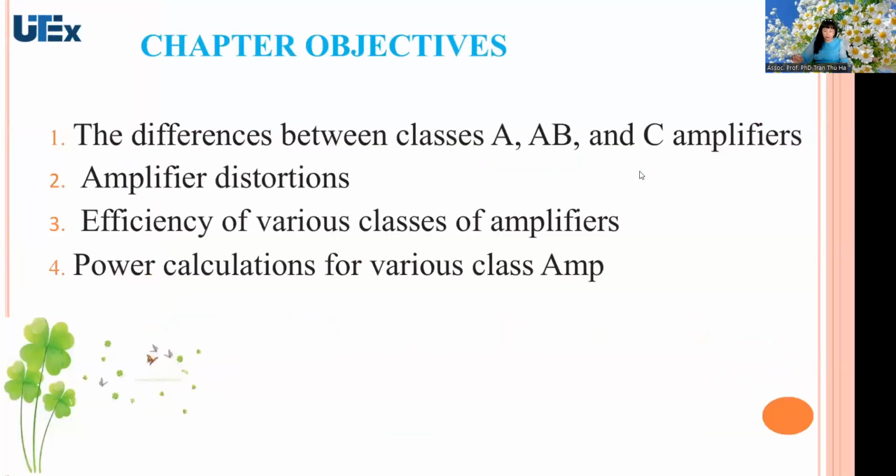Okay. The content of today's chapter objectives: we have 4 parts. The first part is the difference between classes A, B, and C amplifier, CD, something like that. The second part, I would like to introduce you to amplifier distortion. What does distortion mean? This is the change in form of the output waveform.